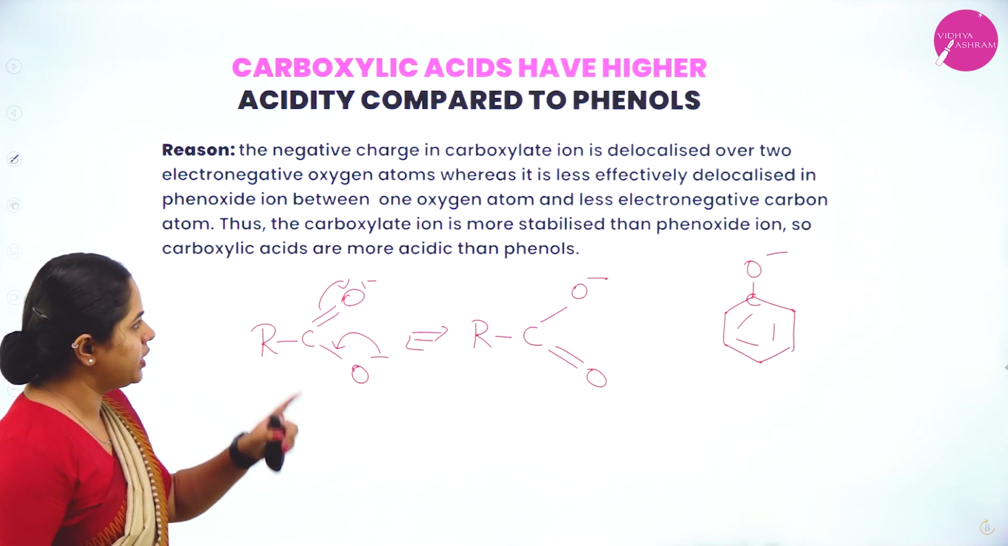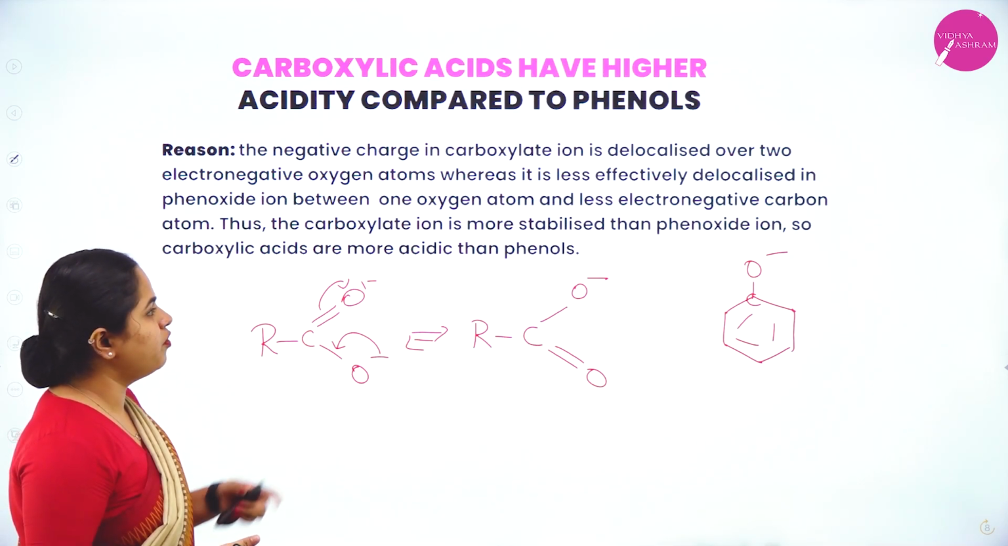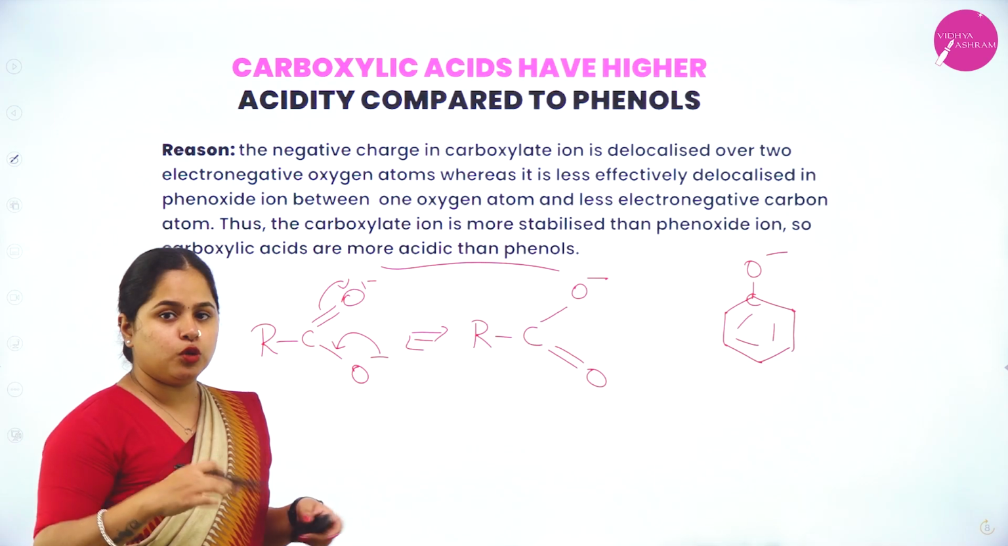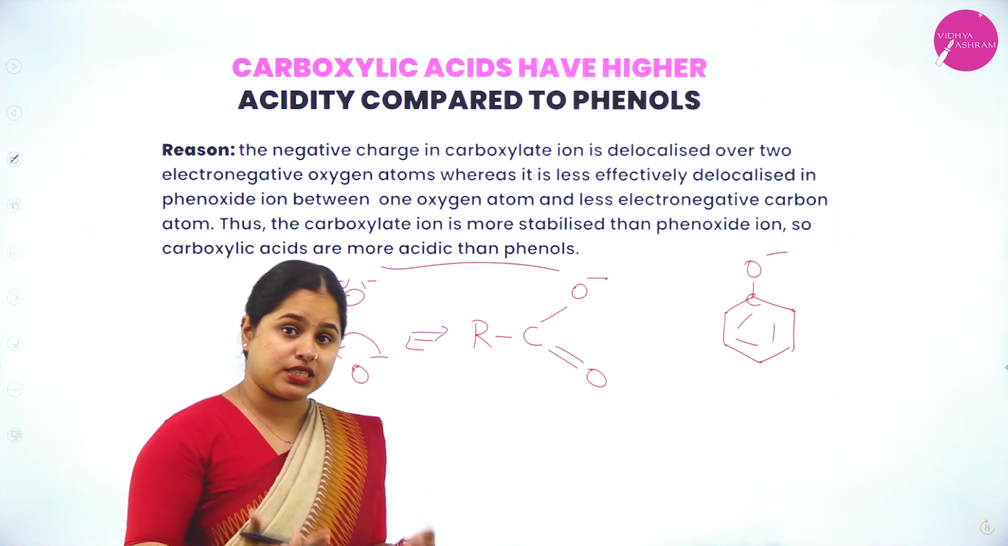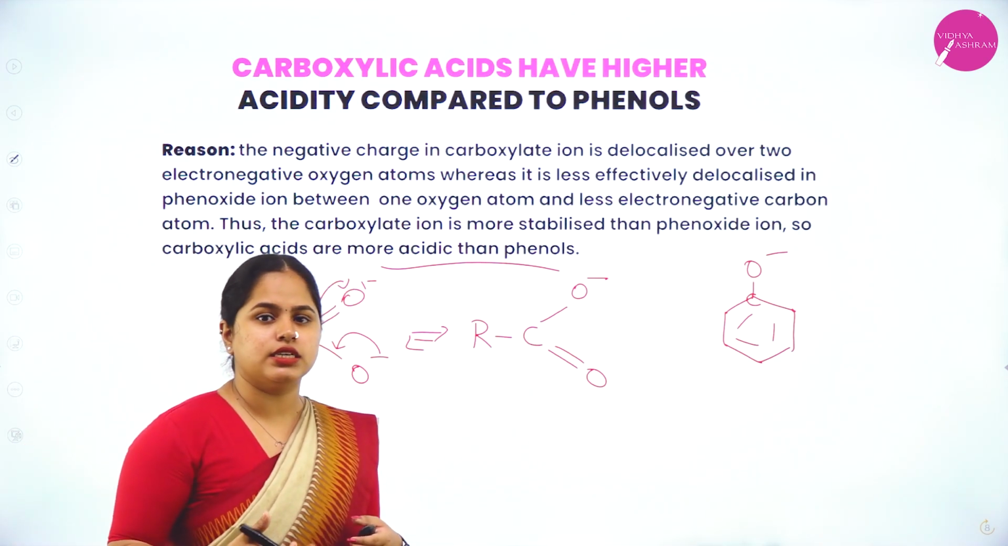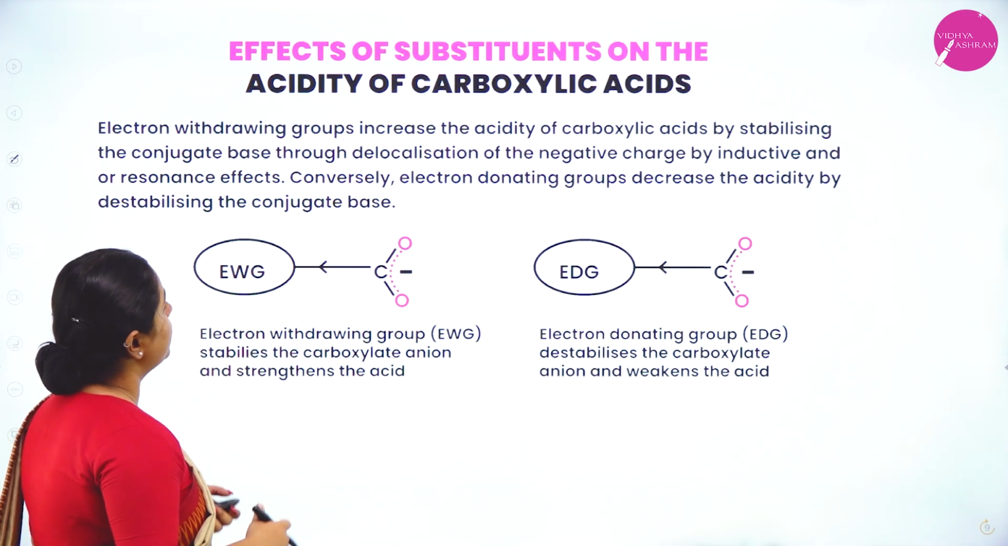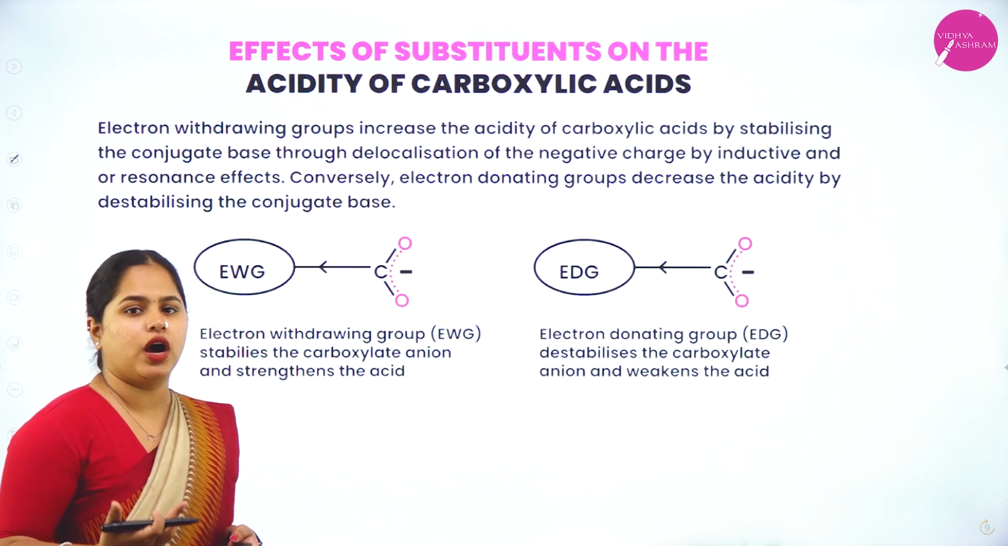So thus the carboxylate ion is more stabilized than the phenoxide ion. So carboxylic acids are more acidic than phenols. So the more resonating structures, the more stable it will be. So that is why carboxylic acid is more stable, hence they will be more acidic. Clear? Moving on to the next one, effects of substituents on acidity of carboxylic acid.